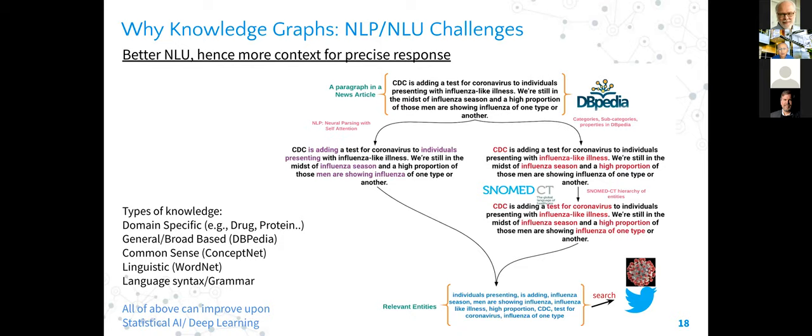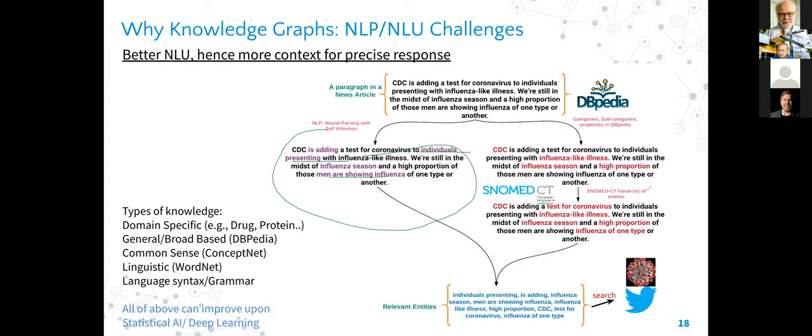I'm going to give you one example. We start with this little paragraph in a news article about the CDC adding a test for coronavirus. On the left-hand side, you see neural parsing with self-attention, and you're able to find a variety of concepts here. On the right-hand side, you see additional use of domain-specific knowledge and the SNOMED CT hierarchy for entities, and you'll be able to identify a number of other things.